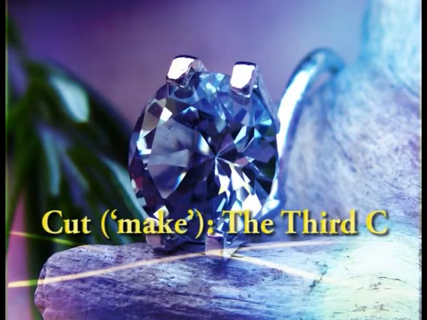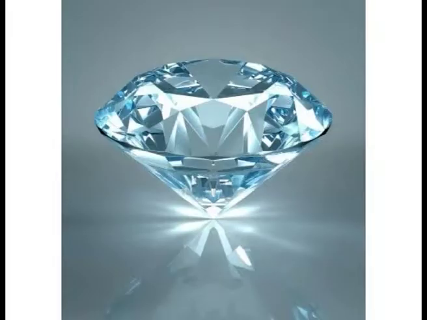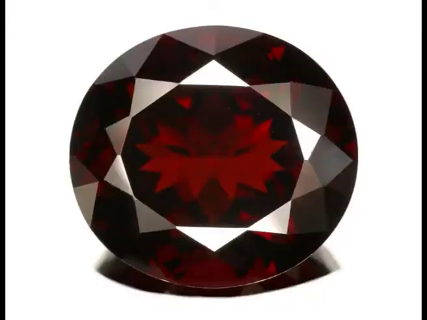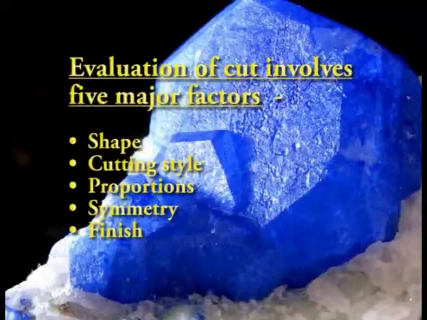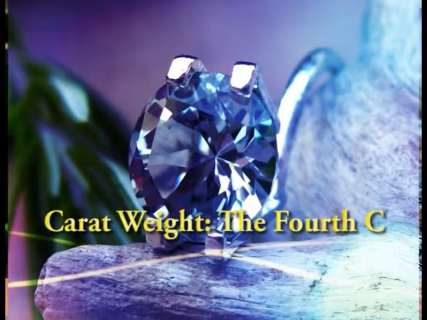Cut. The third C. The function of the cut is to display the gem's inherent beauty to the greatest extent possible. Since this involves aesthetic preferences upon which there is little agreement, such as shape and faceting styles, this is the most subjective of all aspects of quality analysis. Evaluation of cut involves 5 major factors. They are: 1. Shape, 2. Cutting style, 3. Proportions, 4. Symmetry, 5. Finish.